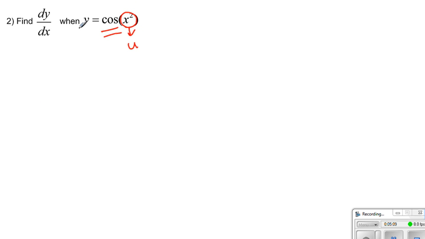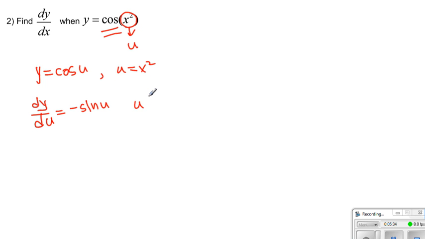Then what do we end up getting? We will have y equal to cosine of u, where u equals x squared. And how are we going to find dy over dx? Just like earlier, we can figure out dy over du first, which will be equal to negative sine of u. Now, how about here? du over dx simply becomes 2x.